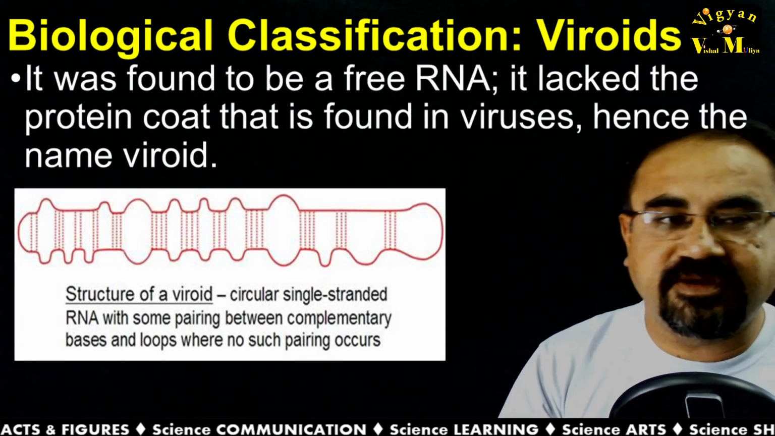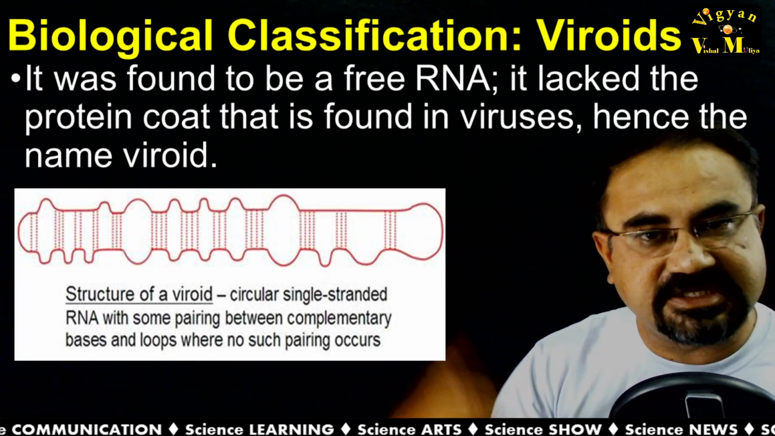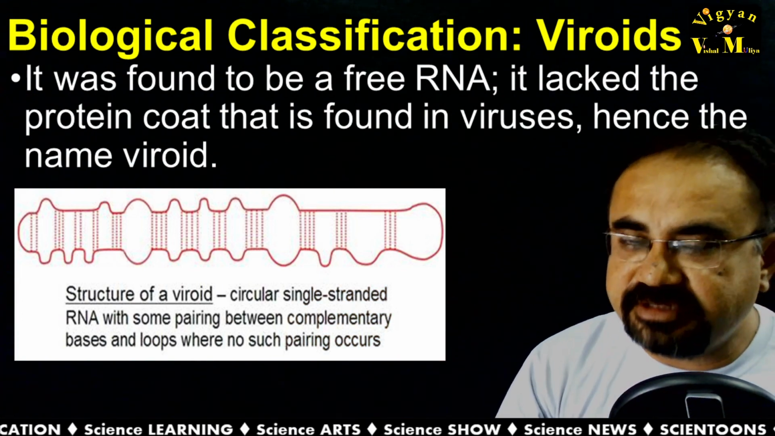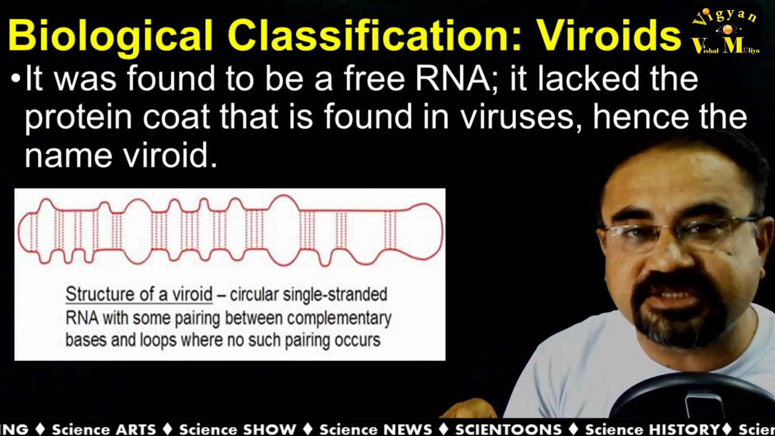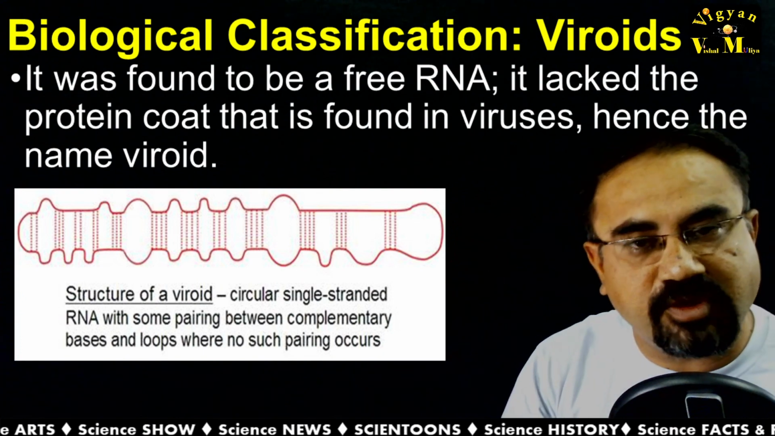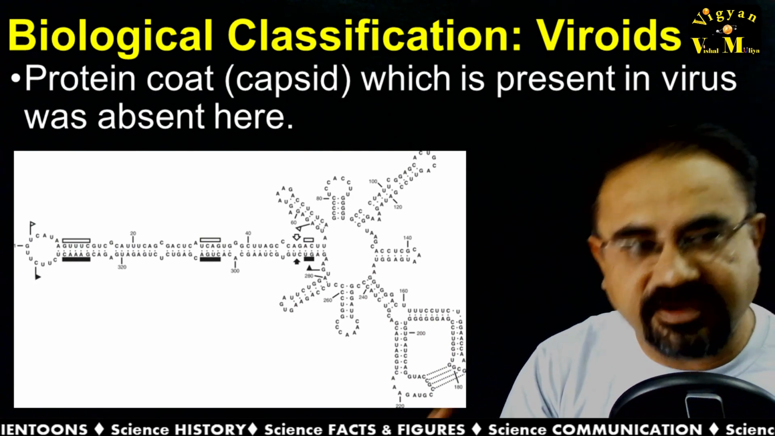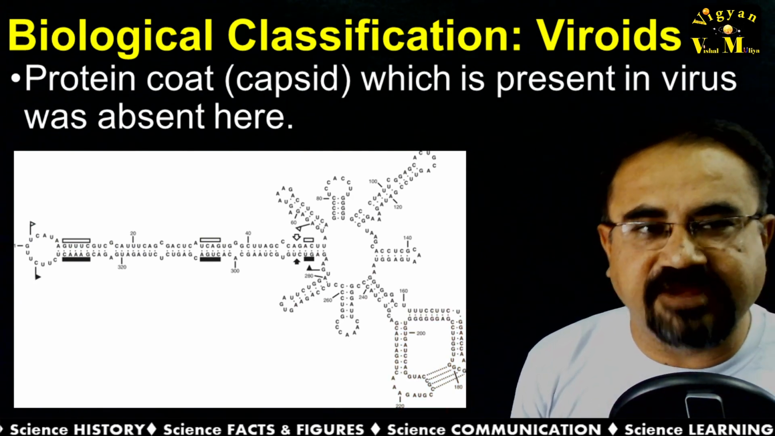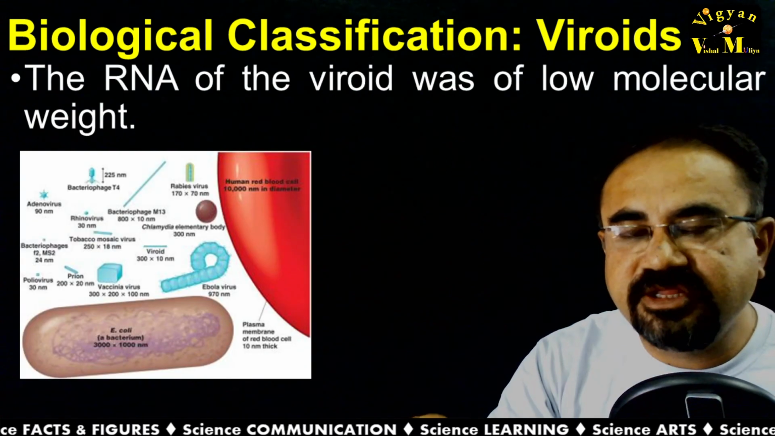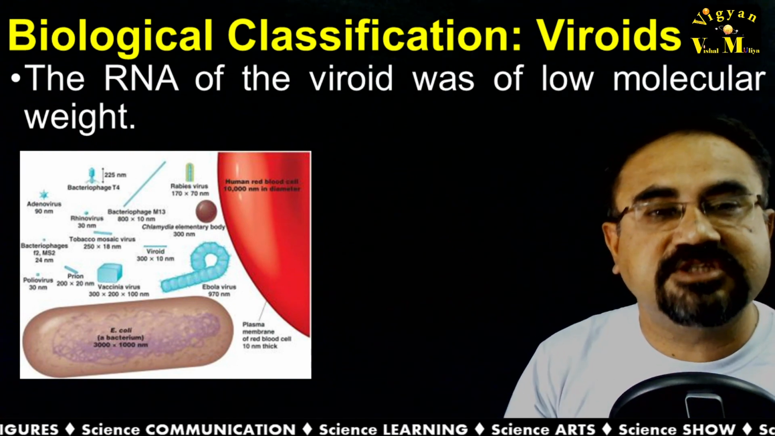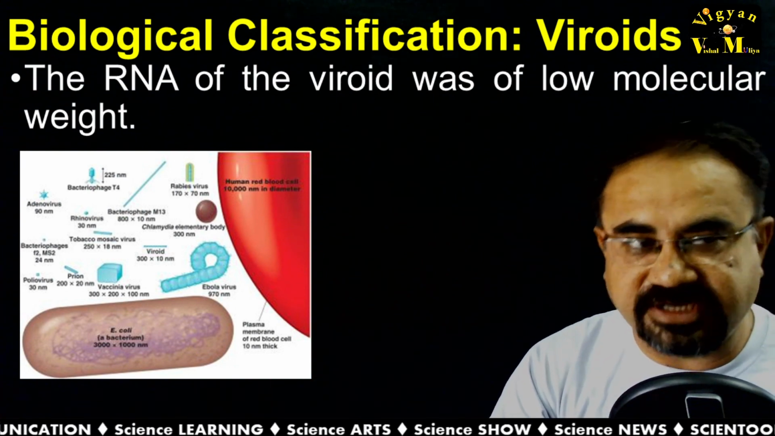These viroids are free RNA. There is no protein, so there is a lack of the protein coat which is otherwise found in viruses, and that is one of the reasons it is known as a viroid, the smaller form of virus, a smaller RNA form without protein. The protein coat, which we call the capsid, found in the virus, is completely absent here. We can see very well it is made up of only RNA, and the RNA found in the viroid has a much lower molecular weight in comparison to viruses.